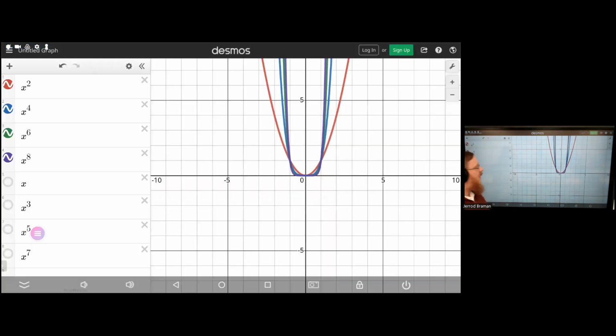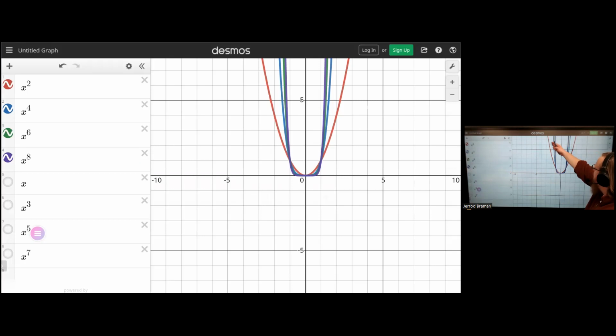Positive with even exponents. So if you graph x squared, x to the 4th, x to the 6th, x to the 8th, I've got the other ones turned off right now. I know you can see this, right? If you look at these, all the end behaviors on the left side, those functions, those are pointing up. On the right side of the functions, they're also pointing up.